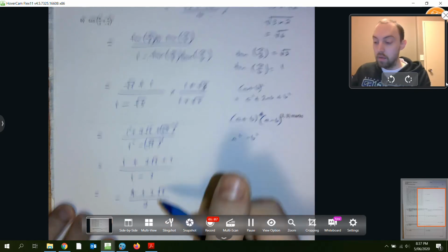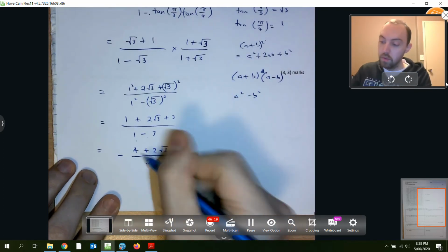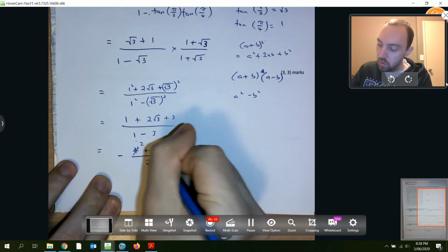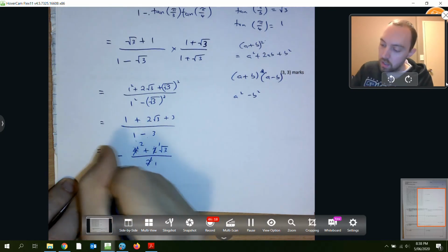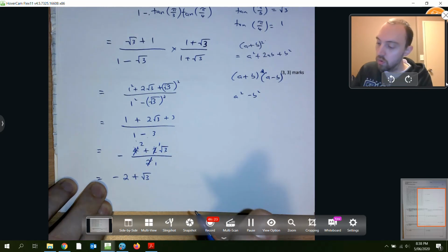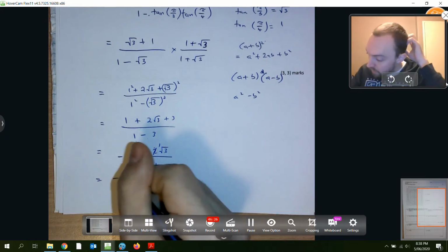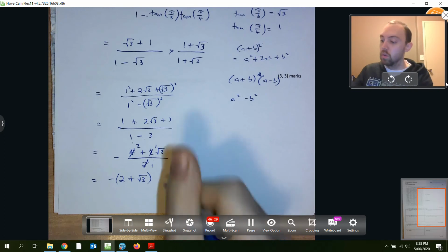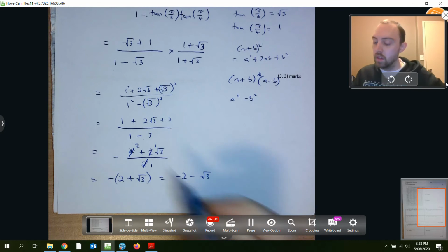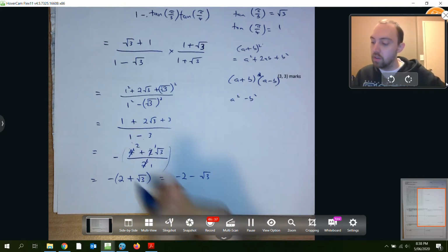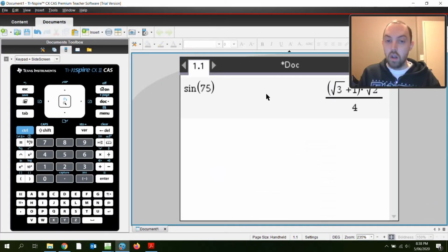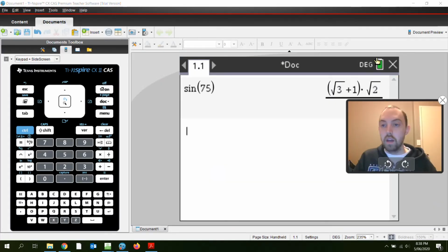2 can divide both terms, top and bottom. So I can cancel 1 here, 2 here, 1 here. So we get negative 2 plus root 3, or negative 2 take root 3. That negative applies to the whole fraction, so all of the top line. Let's double check it on here. I am now in radians.